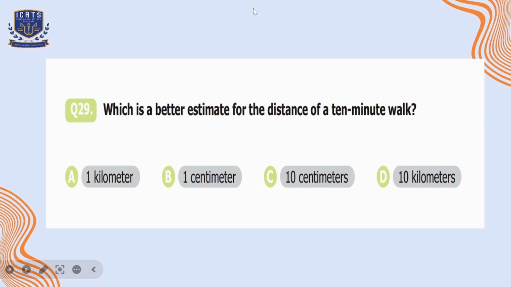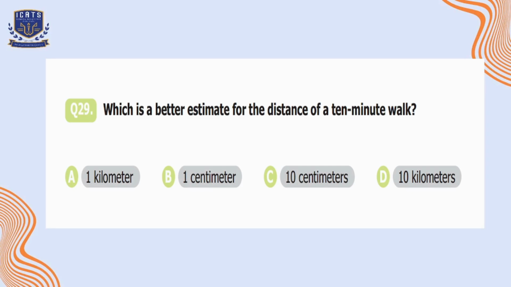Question number 29. Which is the better estimate for the distance of a 10-minute walk? So option A is 1 kilometer, B 1 centimeter, C 10 centimeters, and D 10 kilometers. 1 centimeter is quite a small distance, so option B is not suitable. Even 10 centimeters are also a very short distance which is not covered in one step. So it is shorter than that.